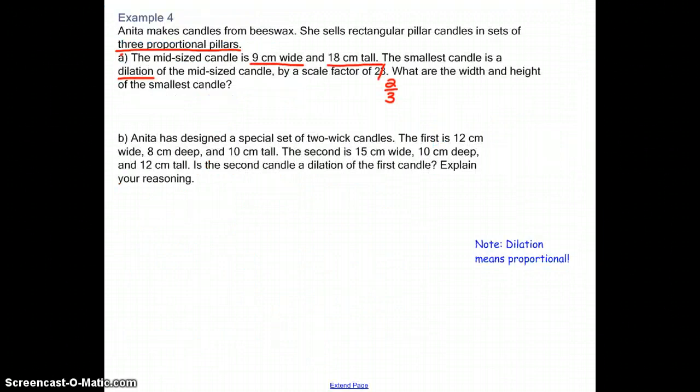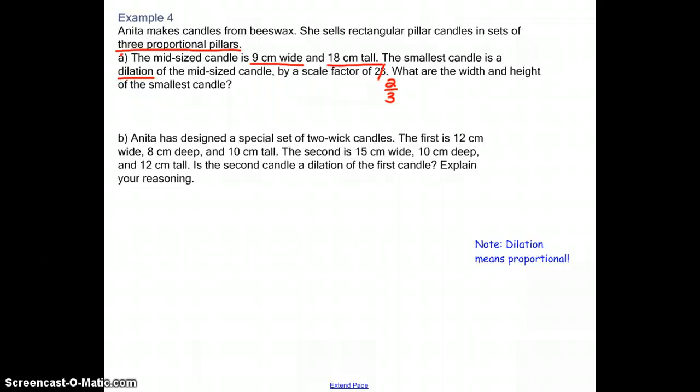Here we have Anita, who is making proportional candles. The first one is 9 centimeters wide, 8 centimeters tall, and she wants to create the smallest candle, which is a dilation of the first one. Dilation means proportional, and that's a scale factor of 2/3.